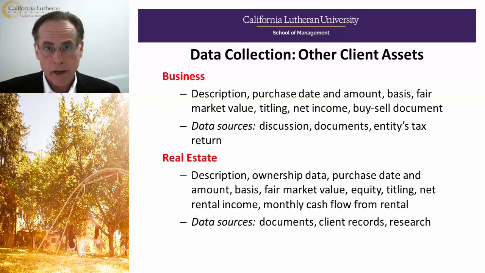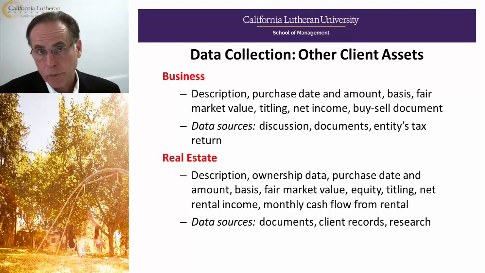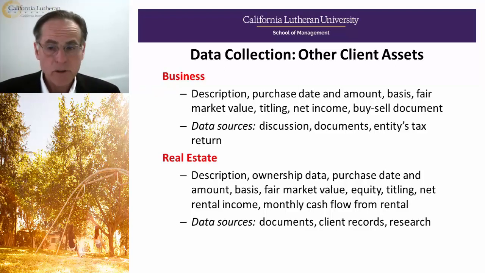So what are some of the other client assets as you move down that left side of the statement of net worth? Well, you get into the area of business assets, real property, and personal property. In business, we're looking at what type of business, what was the purchase date, what's the amount of that purchase, what's the basis, the fair market value, titling, what type of net income, are there buy-sell agreements in place, the information that you looked at in some of your prior classes, right?